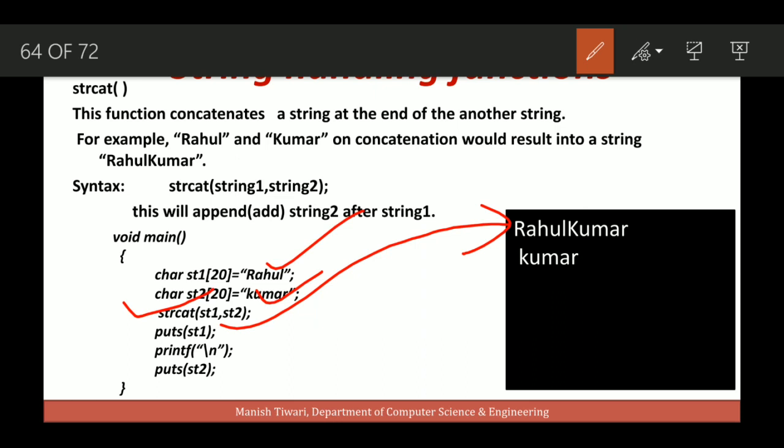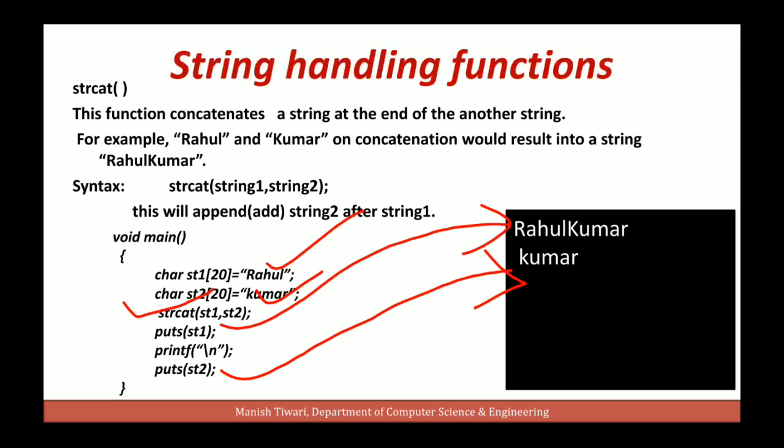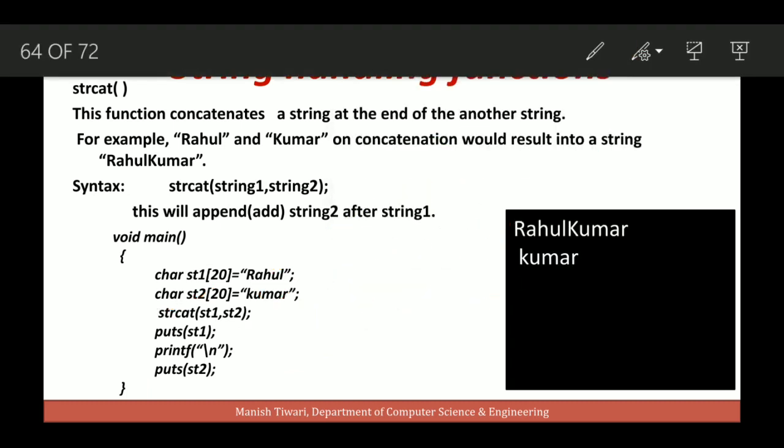So after calling this function, the value of st1 would become Rahul Kumar, which is the concatenation of st1 and st2, while the value of st2 will remain unchanged. That means the value of st2 will not be changed. So this is the working of this strcat function.